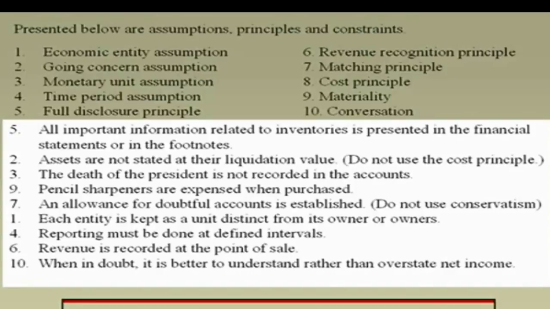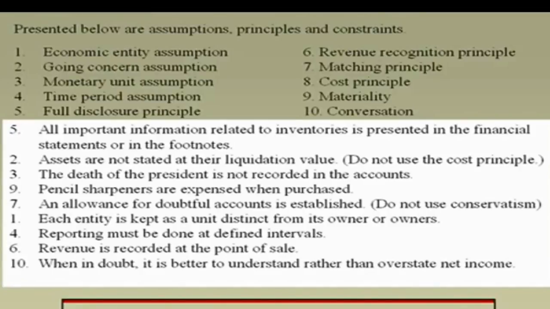An entity is kept as a unit that's distinct from its owners. What are they following? Number 1, economic entity assumption. Reporting must be done at defined intervals. What are they following? Number 4, time period assumption. Revenue is recorded at the point of sale. What are they following? Number 6, revenue recognition. When in doubt, it's better to understate than overstate net income. What are they following? Number 10, conservatism.